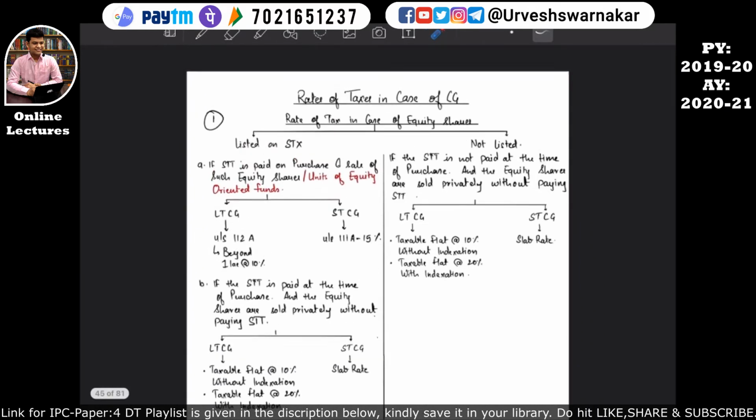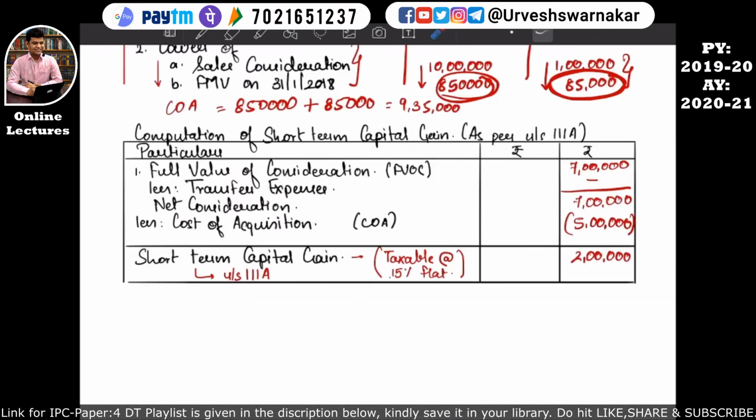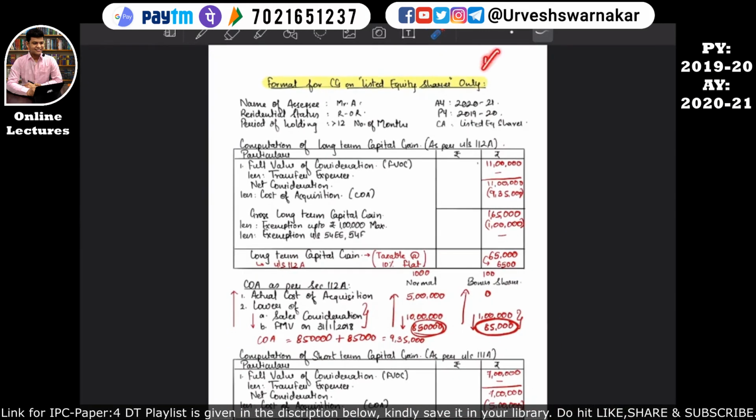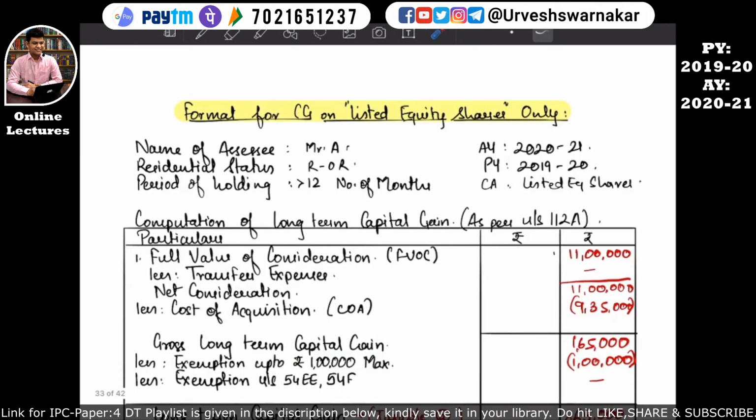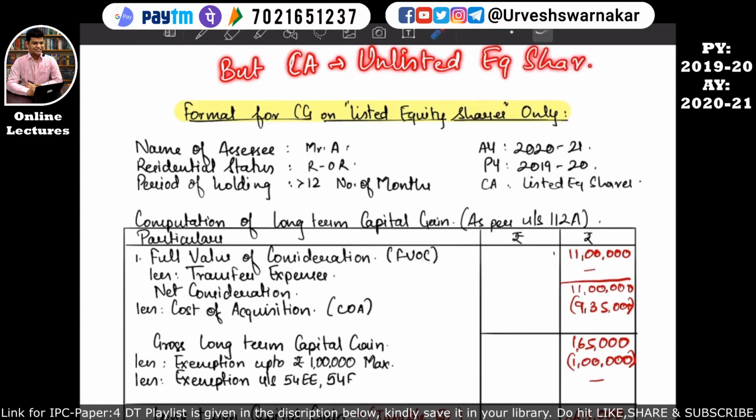I hope you all have understood this particular thing, and this format of listed equity shares also. But for example, understand that if the capital asset is an unlisted equity share, then which format will we use?